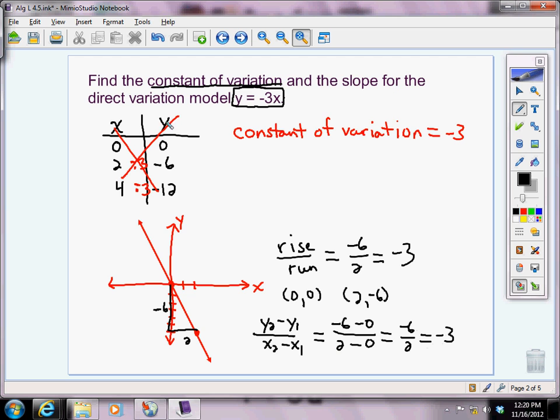So do we need to do all of the work to figure out what slope is? Honestly, no. Your constant of variation is going to be your slope. So if you have a problem that says find the constant of variation and the slope of something like this, well, this negative 3 here, it's your constant of variation. It tells you how much y is going to vary every time with x, and it's also going to be your slope. Okay, so the constant of variation and the slope end up being the exact same thing.